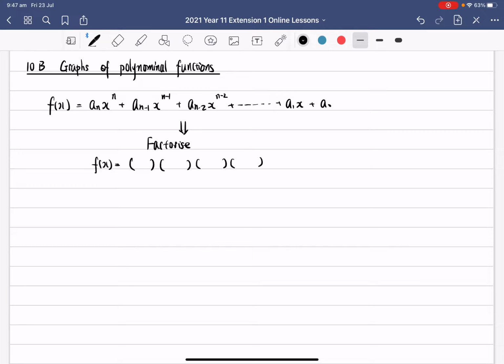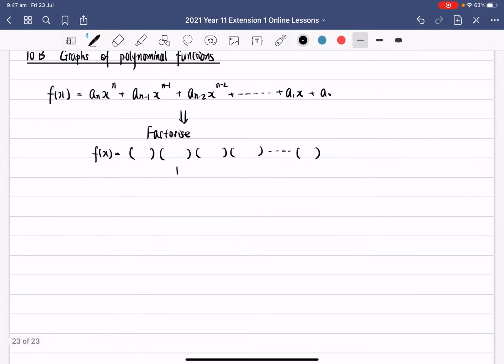It depends on the degree of the polynomial, right? If it's degree 2, then you can have 2 factors. If it's degree 3, you can have a maximum of 3 factors. You can have 2 as well, but you can have a double root, double factors. But anyway, that's what you do, and then you sketch. For this exercise, we are only going to look at these steps here.